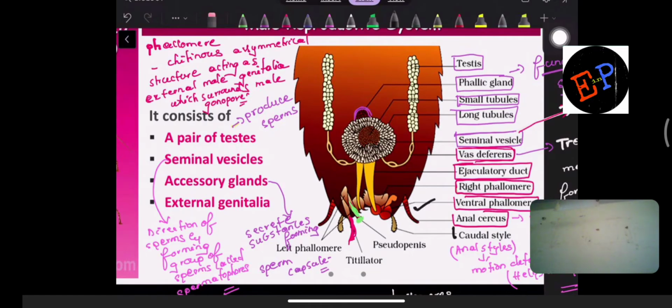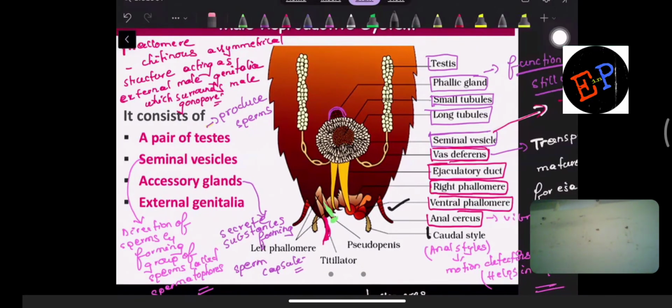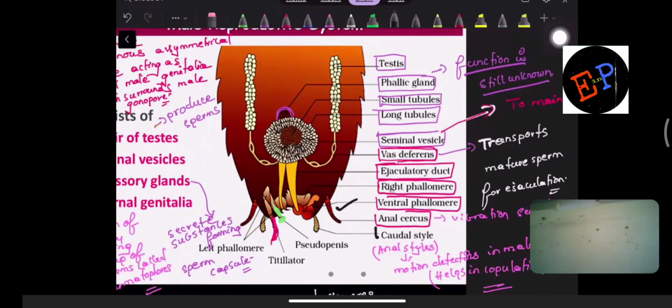So all these parts you need not remember out of NCERT, just for your understanding I am saying. Clear? So see here. So motion detectors. What is this anal style called as? They are motion detectors which help in copulation. That is the function of this caudal style.